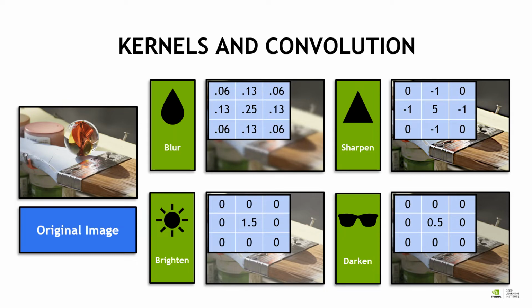The kernel is just a small matrix. Blurring is a weighted average of the numbers that represent the pixel. Sharpen brightens the pixel in the center of it, but subtracts the pixels directly adjacent to it. Brighten makes the center pixel's color values bigger.